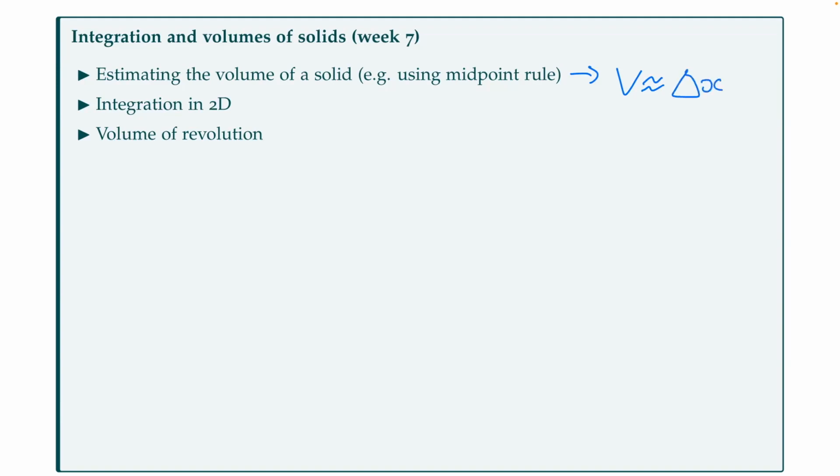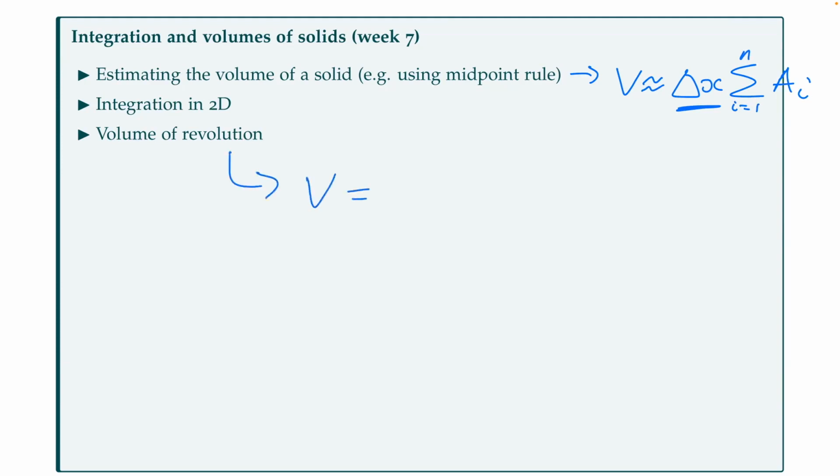If we have measurements at equal values of x, we take this delta x, the distance between those, and multiply it by the sum of those areas, however many we happen to have. So we can estimate the volume of a solid by taking those cross-sections at various points, multiplying them by the distance between those cross-sections. We talked a bit about integration in 2D, as well as volumes of revolution.